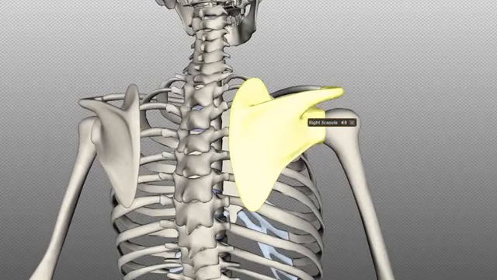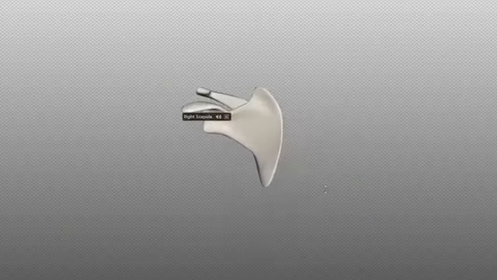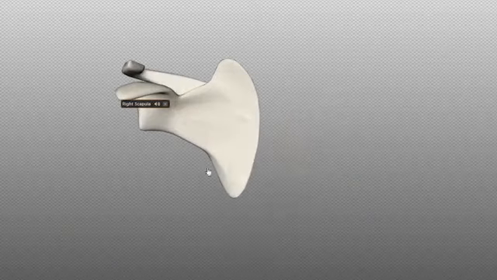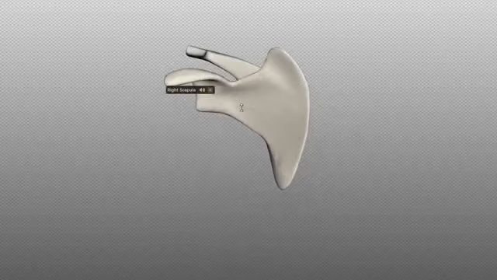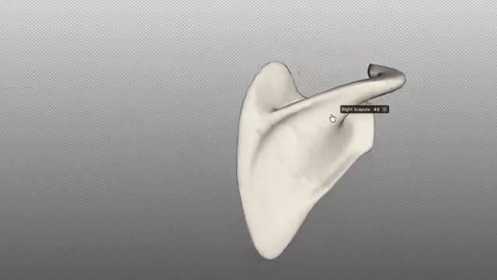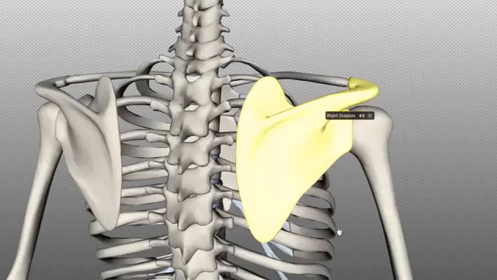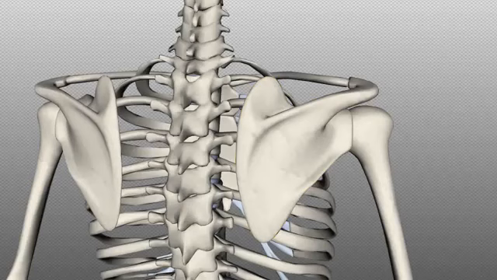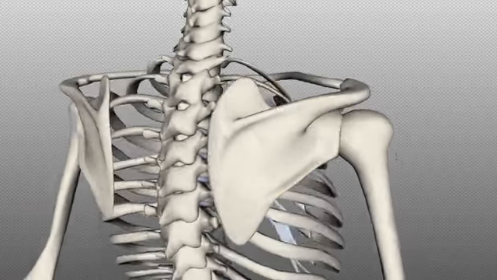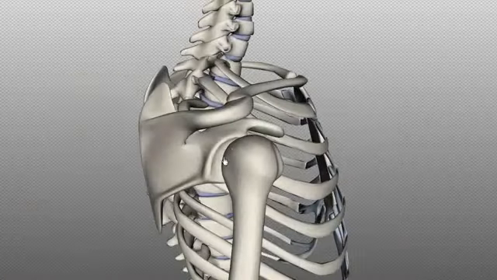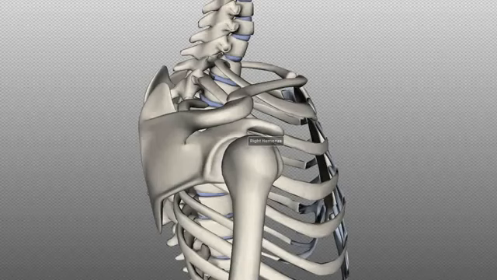On the anterior surface, you've got a fossa which is called the subscapular fossa, because it's underneath the scapula. So three fossae. I mentioned before this other fossa here, which articulates with the humerus. This is called the glenoid fossa, and this is the point of articulation with the humerus, which is the bone of the upper arm.